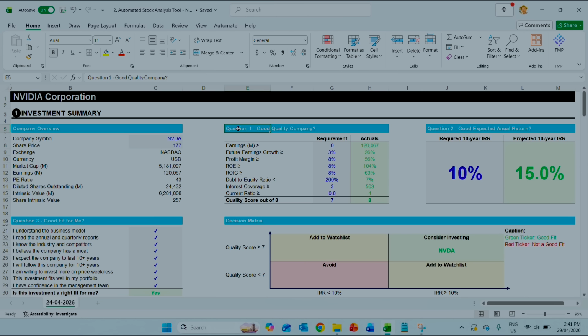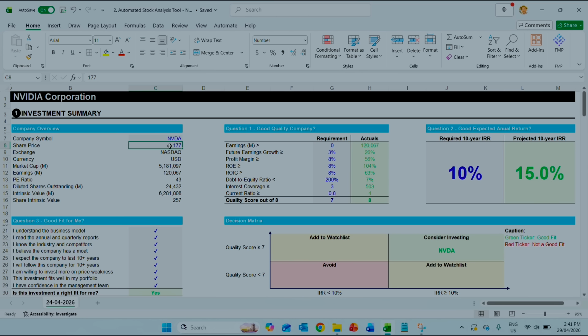Okay, so question 1, is it a good quality company? The answer is yes. Let's go now into question number 2. In question number 2, we try to estimate the annual return of the company over the next 10 years. Of course, this depends on the price. Here we've got 177, and a projected 10-year internal rate of return, so basically the annual return of the company, of 15%.